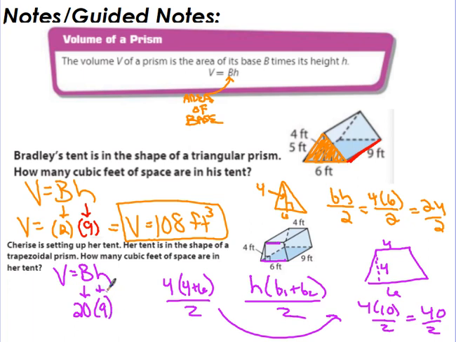And then the height of the whole prism is this length right here, from the front trapezoid to the back trapezoid, which is 9. So I just get to do 20 times 9, which is 180. So Teresa has a larger tent. Hers fills up 180 cubic feet versus the other one, which was 108.